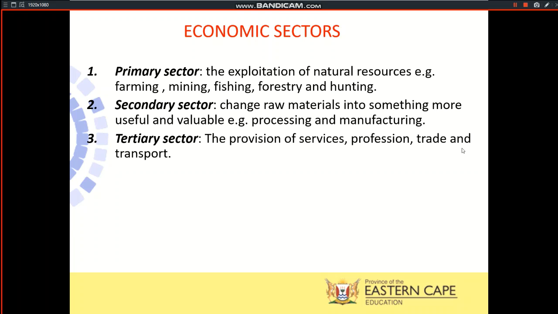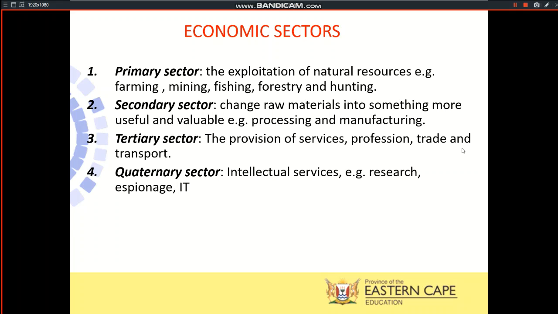The third sector is called the tertiary sector. This is the provision of services, that is professional, trade and transport services. The fourth one is called the quaternary sector. This is usually the intellectual services, for example, where research is done, IT, etc. So these four sectors you must know. They can be examined as a concept, and they can even refer to it as part of a question.